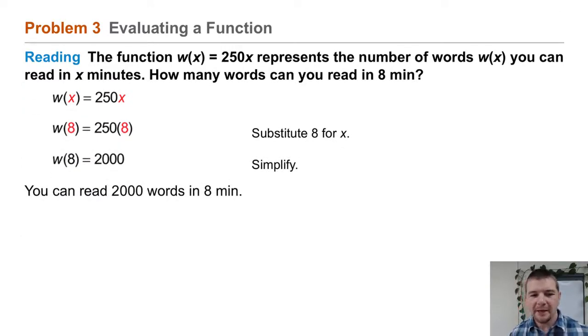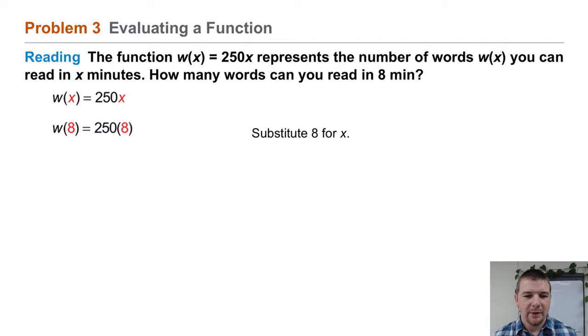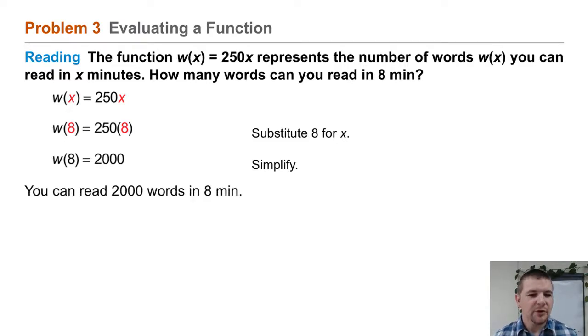Problem 3. Evaluating a function. A reading item, the function w of x equals 250x represents the number of words, w of x, you can read in x minutes. How many words can you read in 8 minutes? Well, we substitute 8 for x in the equation. So we get that w of 8, or the function w evaluated for the input 8, will equal 250 times 8. As we simplify, w of 8 equals 2,000. So you can read 2,000 words in 8 minutes.